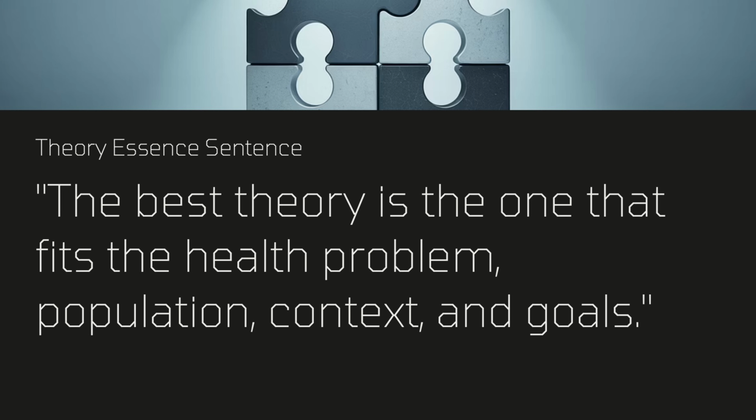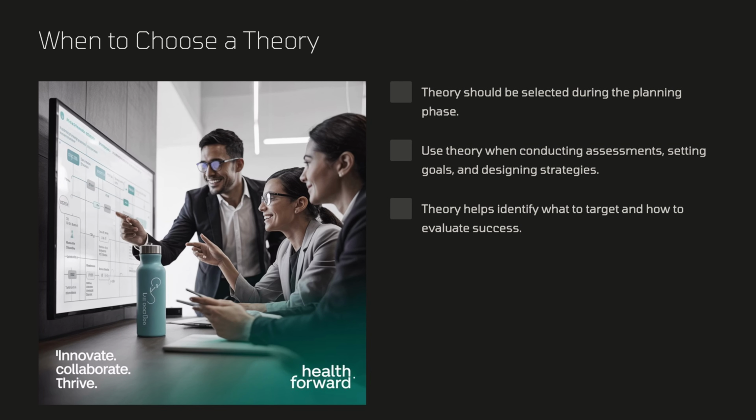The theory essence sentence. The theory essence sentence for this chapter is: the best theory is the one that fits the health problem, population context, and goals. Theory is a tool, not a checklist. When to choose a theory. The right time to choose a theory is during the planning phase of your program. Use it when you are assessing needs, setting goals, designing messages, choosing evaluation methods. Theory helps define what behavior to target, what factors to influence, and how to measure success.